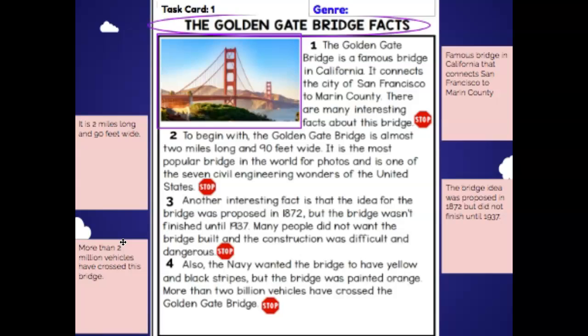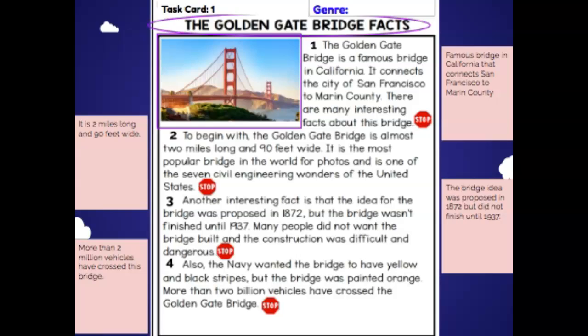Another interesting fact is that the idea for the bridge was proposed in 1872, but the bridge wasn't finished until 1937. Many people did not want the bridge built, and the construction was difficult and dangerous. So I'm going to stop and gist. So now I'm thinking that it took a long time to build the bridge, if it started in 1872, but it wasn't finished until 1937. So I'm going to gist the bridge idea was proposed in 1872, but did not finish until 1937. Paragraph 4.